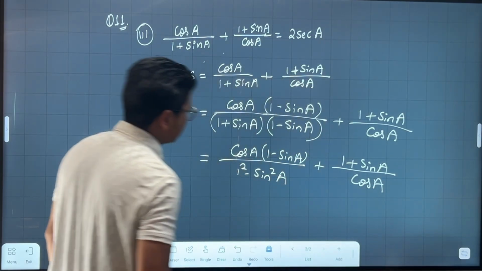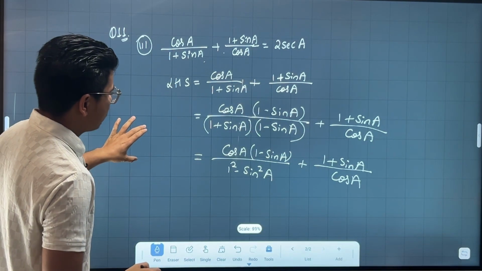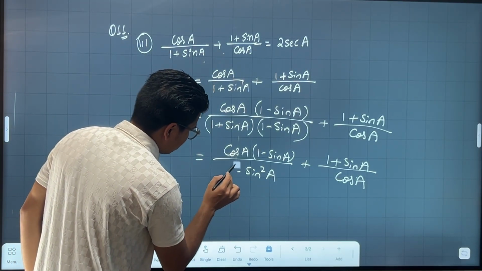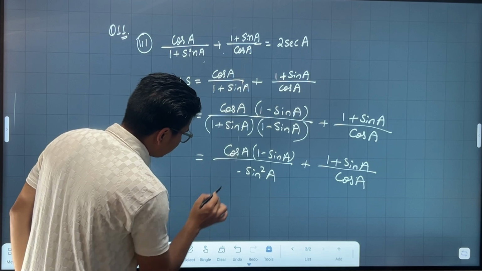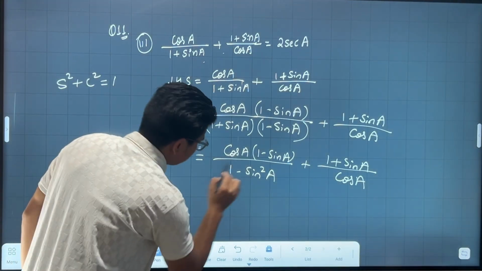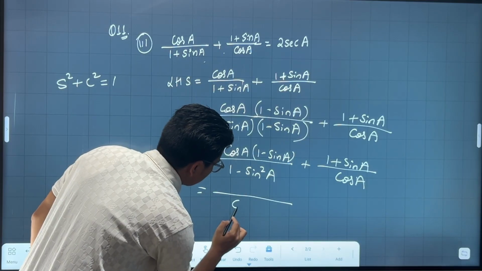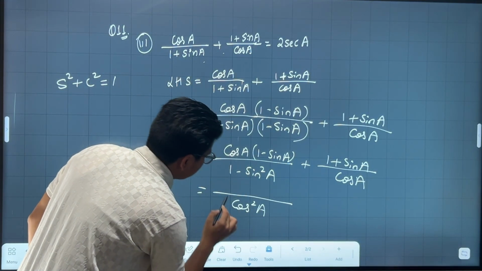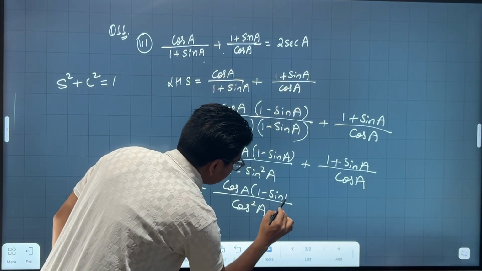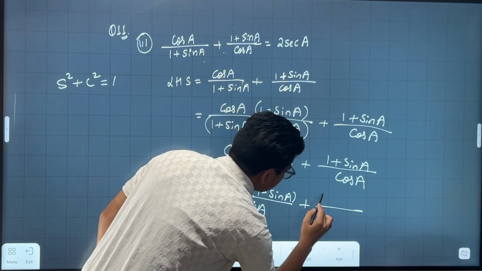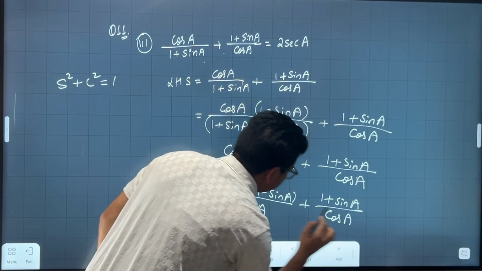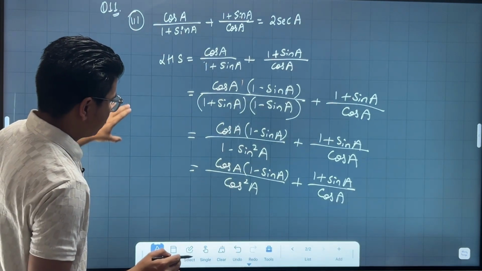Trigonometric questions are very easy if you know how to solve them. Now 1 square will be how much? 1 square will be 1, correct? And I have told you multiple times already, 1 minus sine square a equal to cos square a. And here we have cos a, then 1 minus sine a, then plus 1 plus sine a, and then here we have cos a, right? This much is clear to you all, correct?